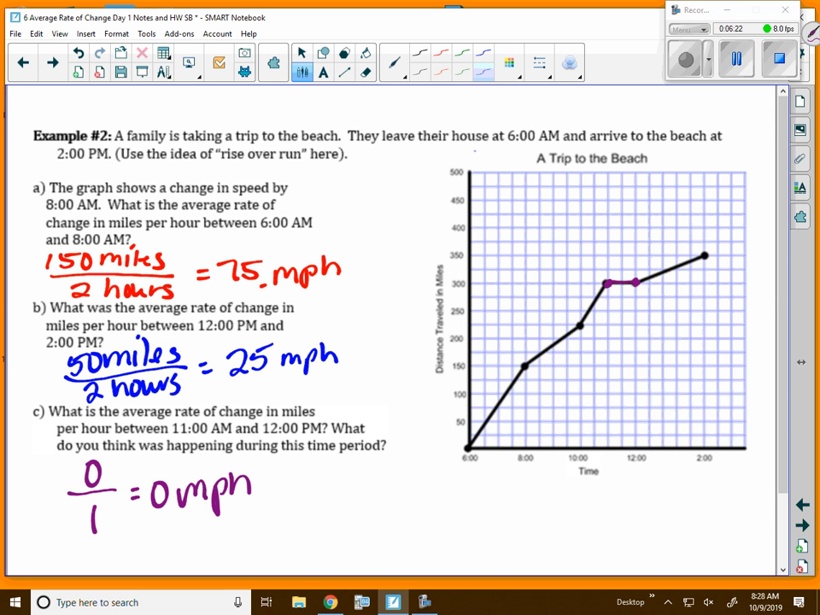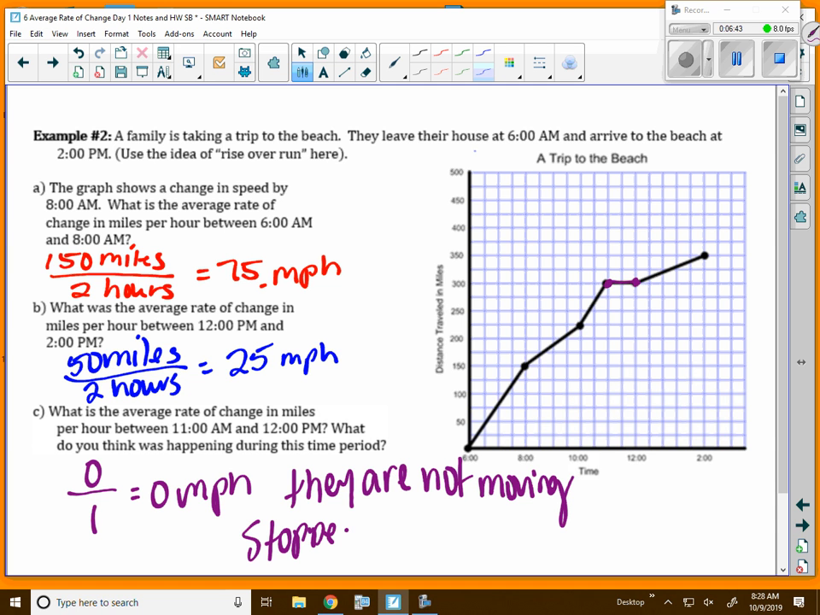So, what's going on here? They're not moving. Why do you think they're not moving? Look at the time, 11 to 12. Probably lunch. Okay, lunch and gas maybe? They stopped for lunch and gas? All right, there you go. They stopped for lunch, slash gas, slash bathroom, whatever you want to put there.